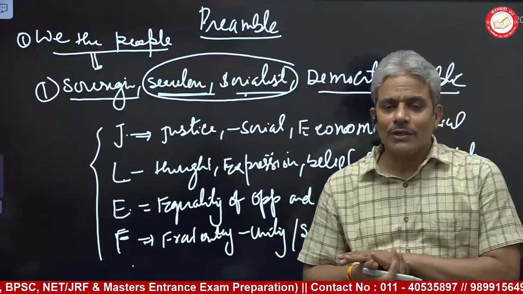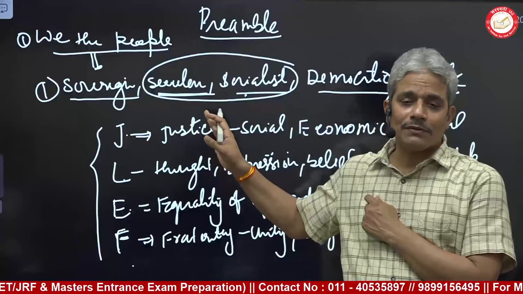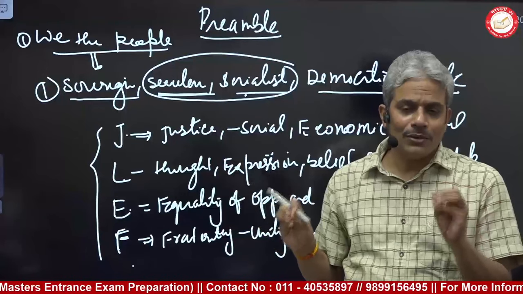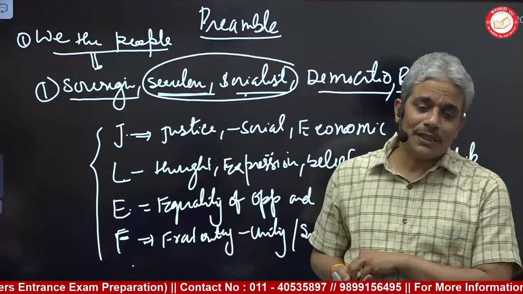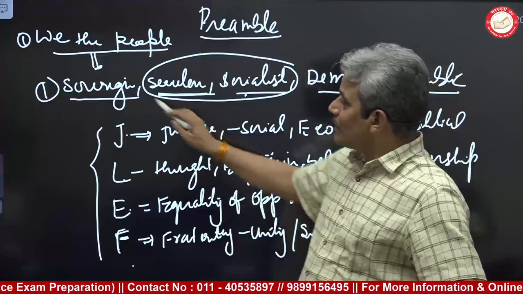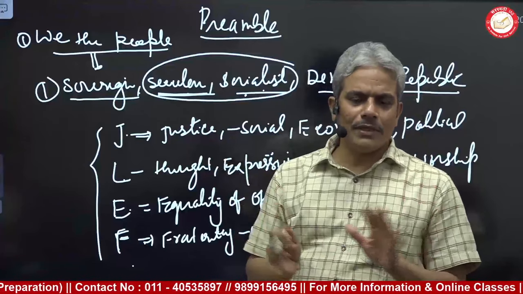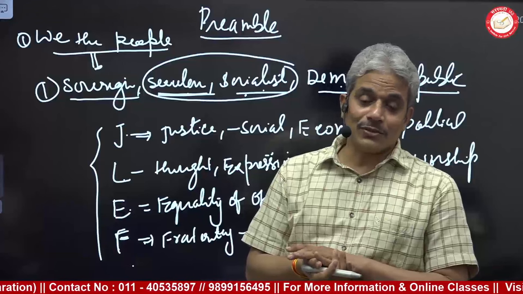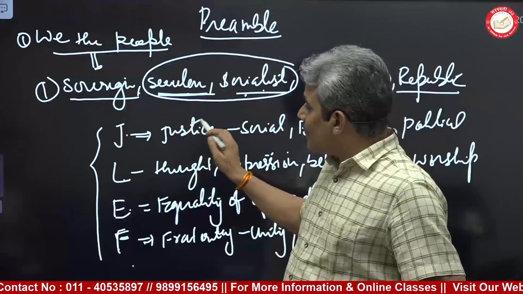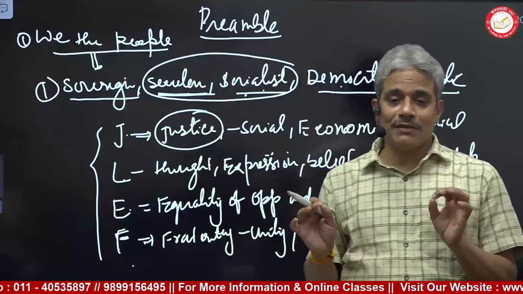And we know, what was the aim of the contract? What was the purpose of the contract? The aim and purpose was very simple: to make a new form of government, and a new form of society. Whenever we say sovereign, secular, socialist, democratic republic, we can make a government overnight. But changing societies requires a lot of time. That is the point. We were making a new form of society where now justice will prevail.